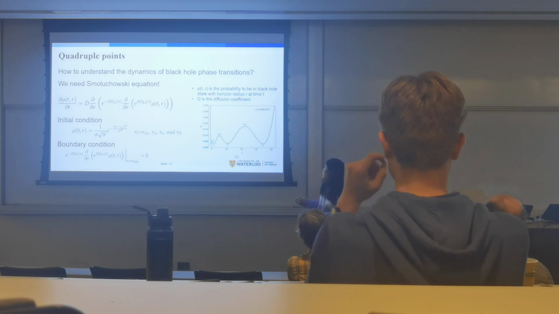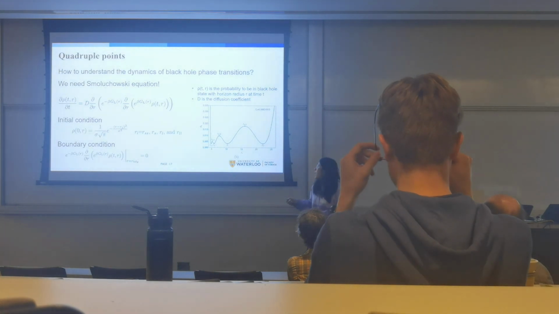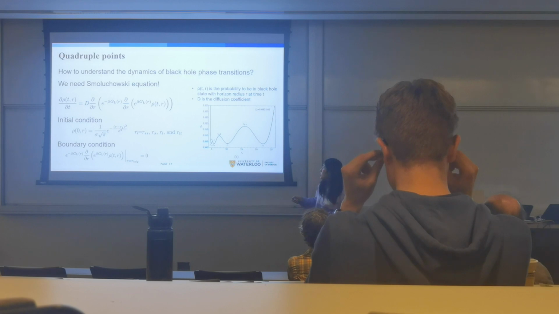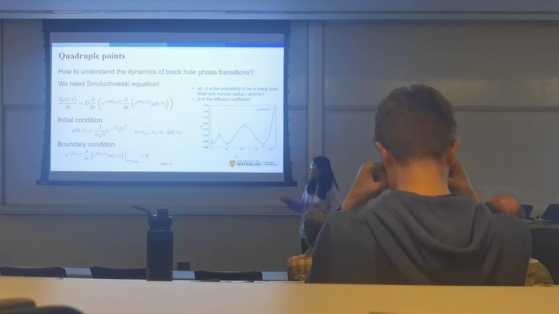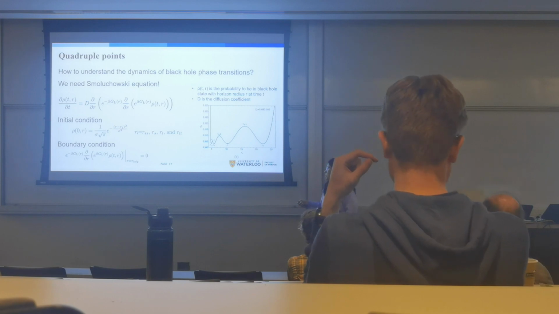So in this case, the optional free field energy G_L plays a role as a potential, and P(r,t) is the probability for the system to stay in the black hole state with horizon radius r at time t. And D here is the diffusion coefficient, and beta here is the inverse temperature. And to solve the differential equations, we need to introduce the initial conditions and the boundary conditions.